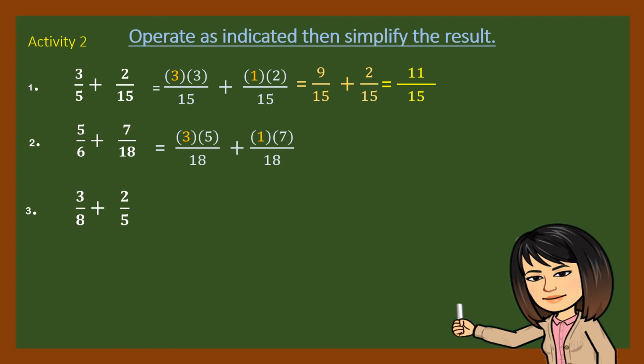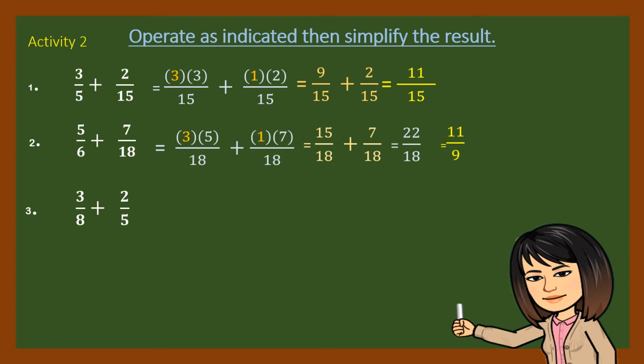Okay, next. Simplify the numerators. The product of 3 and 5 is 15, and the product of 1 and 7 is 7. So, now they are similar fractions. Add the numerators and copy the common denominator.